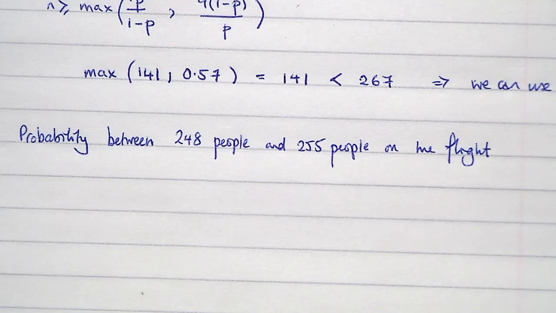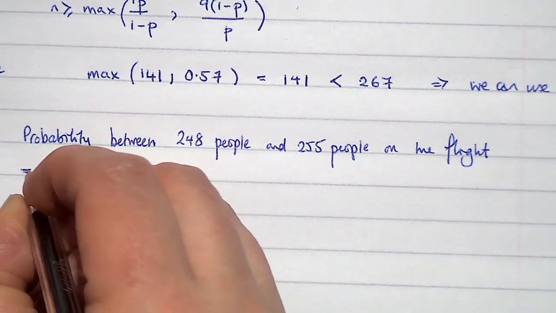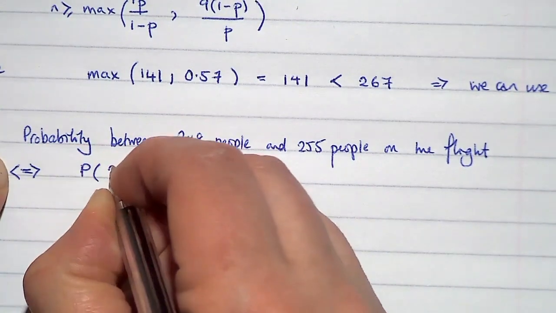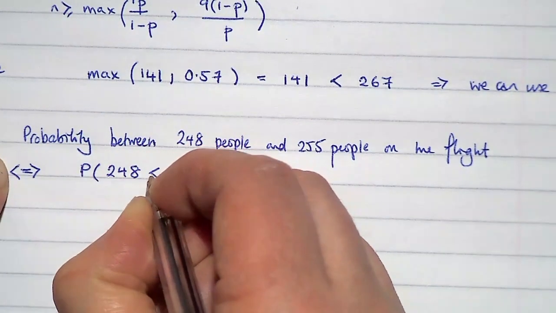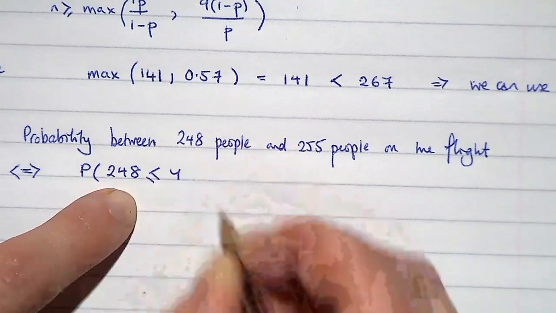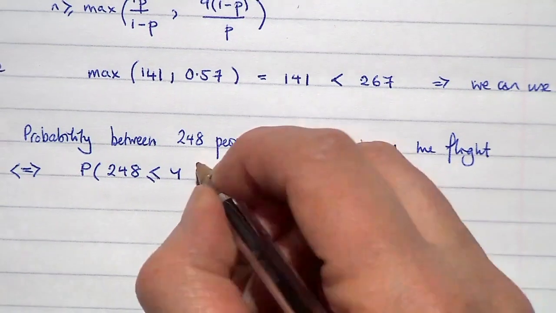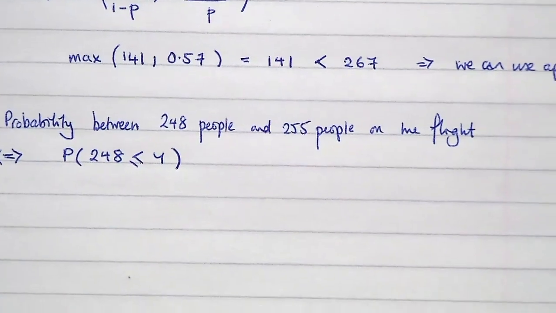So what this is actually saying about y is that y is bigger than 248. We don't need to worry about the top end because any more than 255 and we'll just chuck them on the next flight. Okay, so this is what I'm looking for.